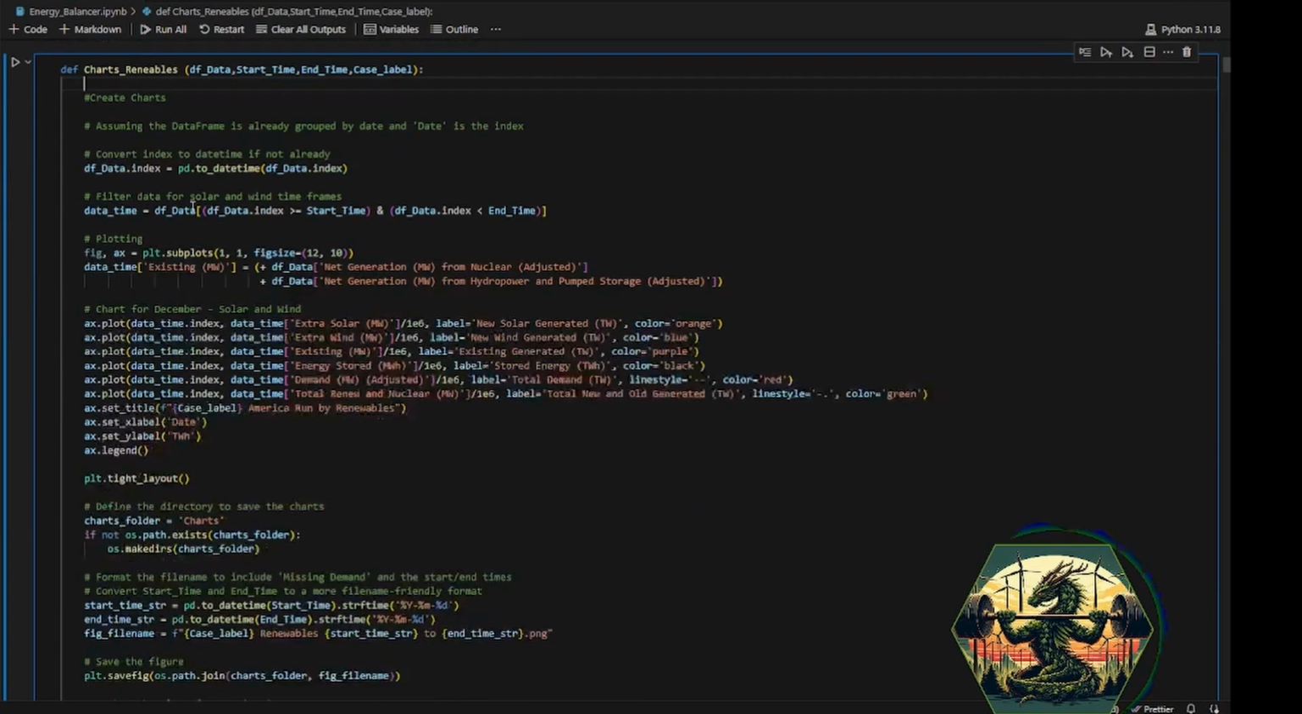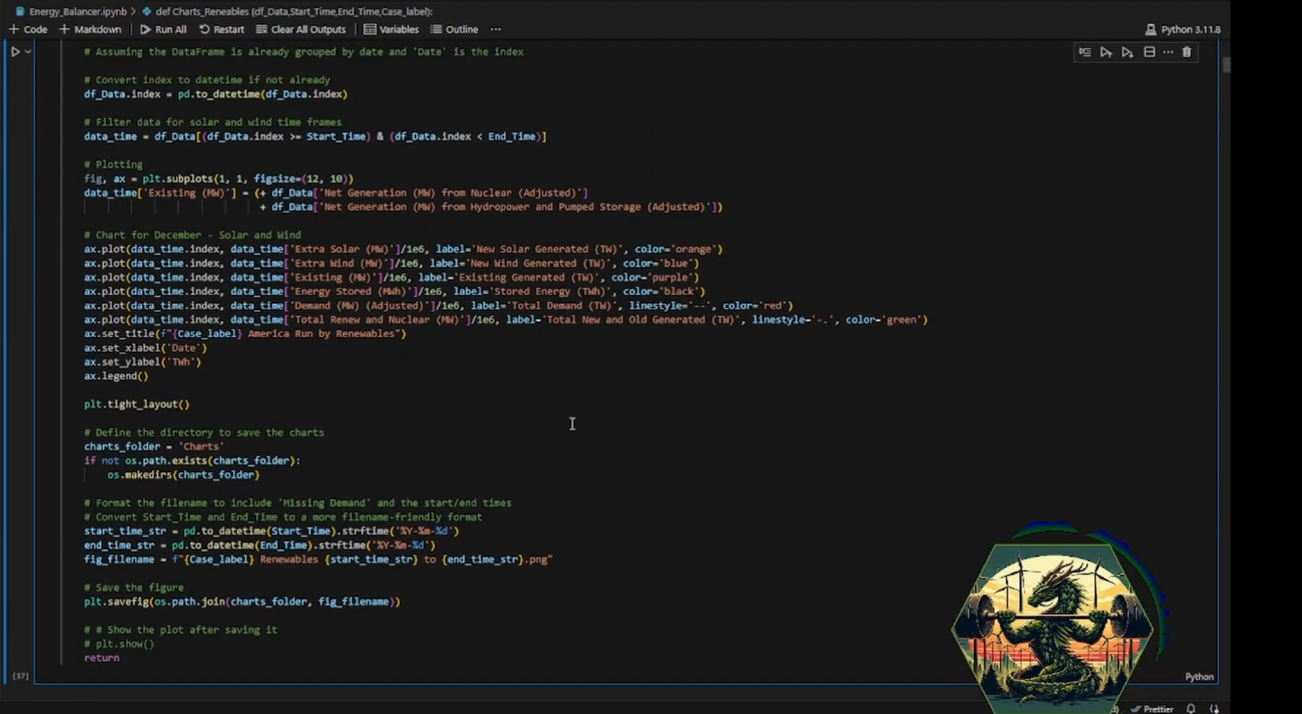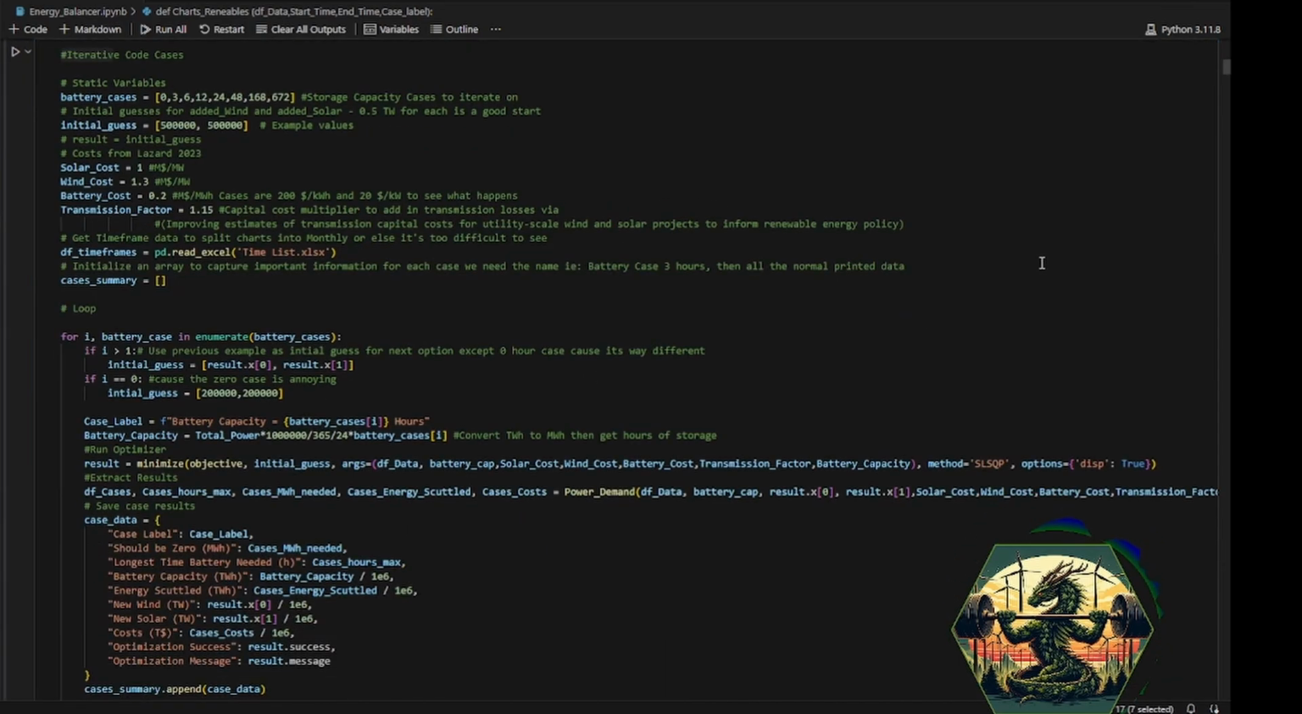Here I have my charts function. This just saves all of the charts into the folder I want, so I can show these results once we get to that point. Then we can look at the iterative code cases. Below here, you can see my battery cases of 0 hours, 3 hours, 6 hours, 12 hours, 24 hours, 48 hours, and 168 hours, or 7 days.